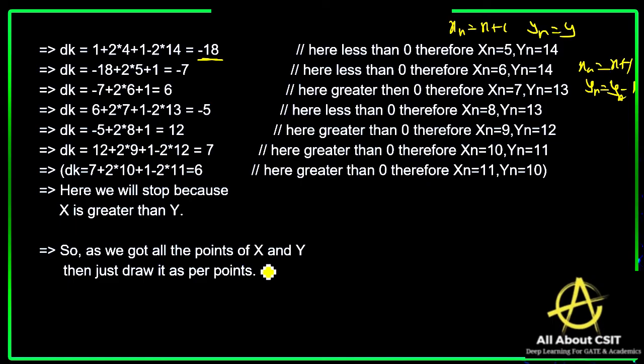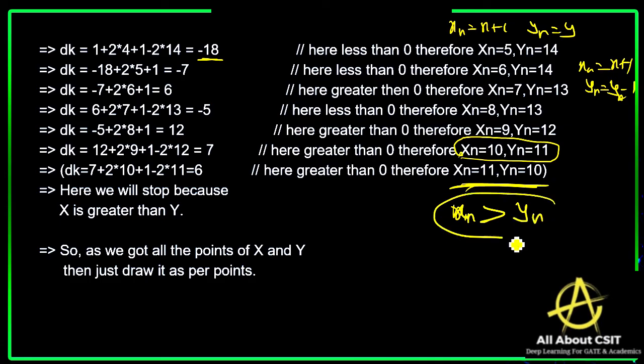So as we got all the points, you have to perform this until xn is greater than or equal to yn. Up to here xn is less than 0, but check here, xn value is greater than yn value. Whenever you get xn greater than or equal to yn, then stop the condition. So here we will stop because x is greater than y. As we got all the points of x and y, just draw it as per the points.